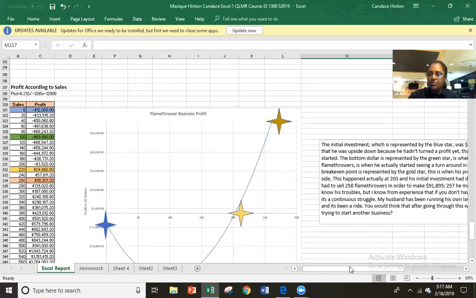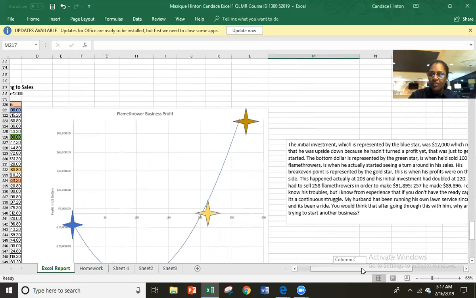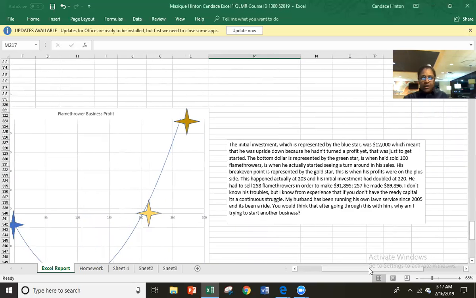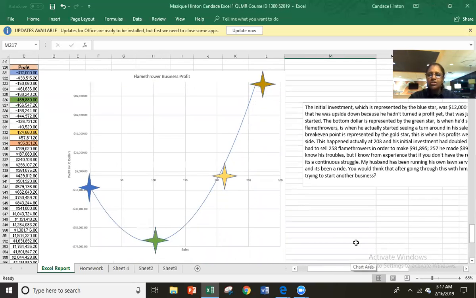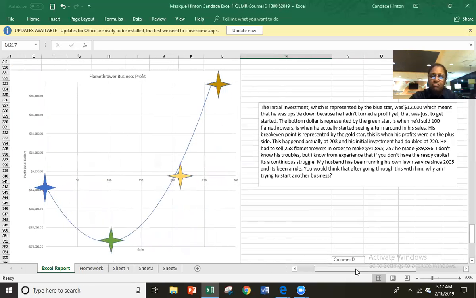Talking about a startup company that a guy did with flamethrowers. And his initial investment, which is represented by this blue star, was $12,000. Which had him upside down because he hadn't turned a profit yet. That was just what he used to get started.